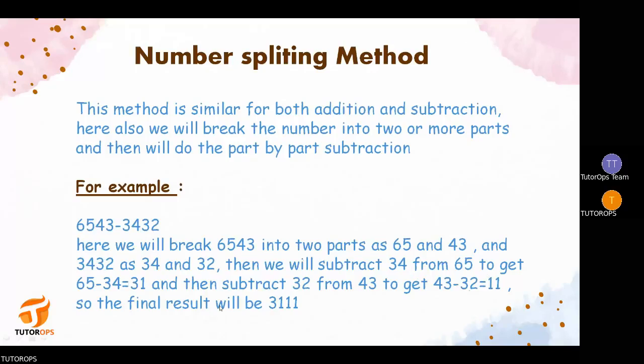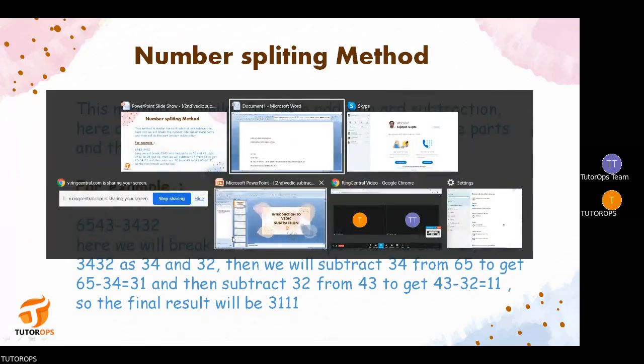And then 32 is to be subtracted from 43, or the latter part is to be subtracted from the latter part of the first number, that is 43. So 43 minus 32 will give us 11. So the number is 3111.